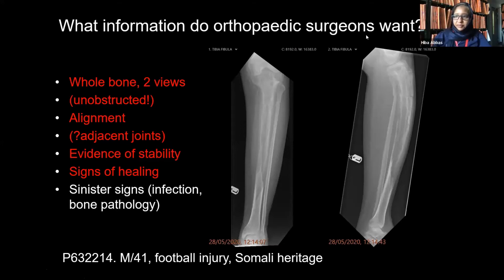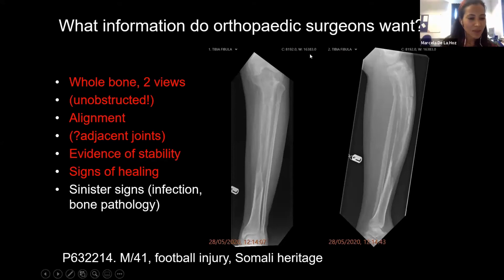Okay, thank you, Hiba. So we have some comments on that playing field. Some people are saying that this suggests rickets, others like probably Paget's.